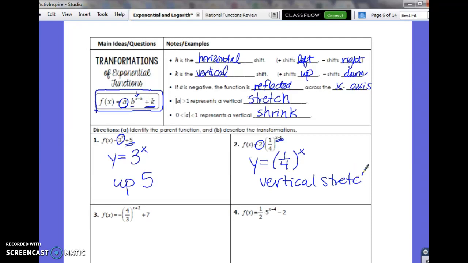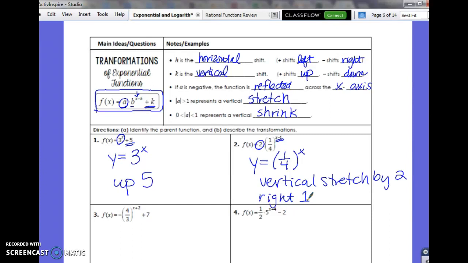Good. And I usually put by how much. It's a vertical stretch by 2. Now, vertical stretches and vertical shrinks are kind of tough to see on an exponential function, so that's why you need to know what these numbers do before you ever look at your calculator. And then that -1 moves the graph right 1.